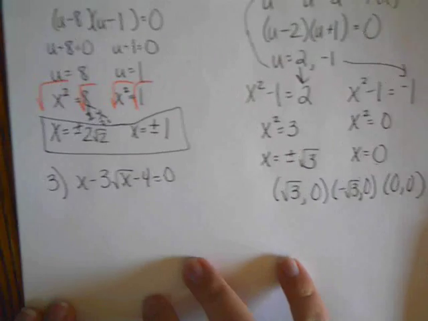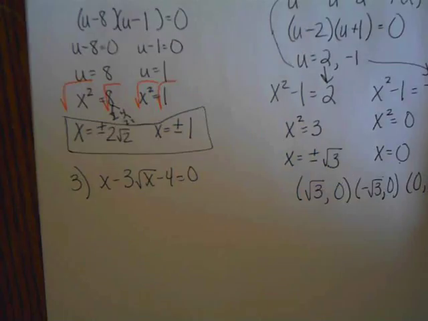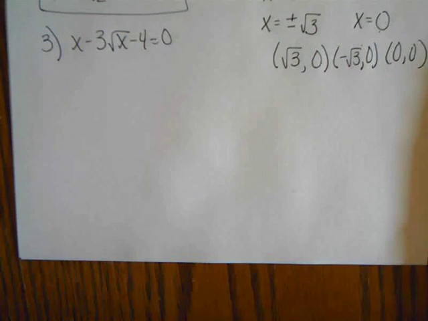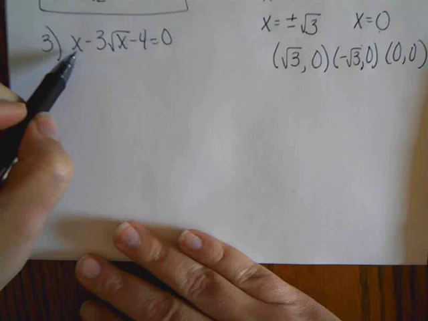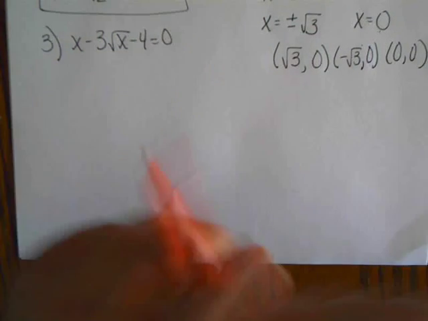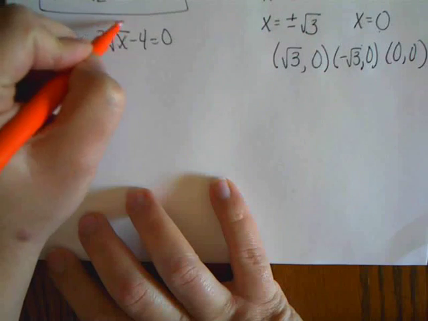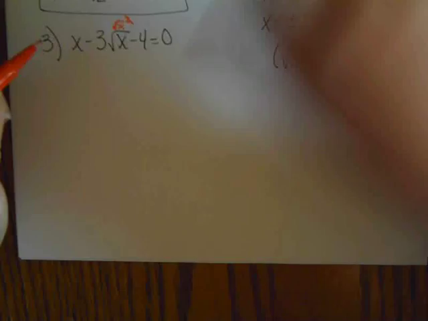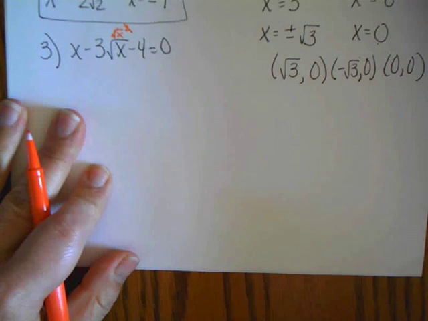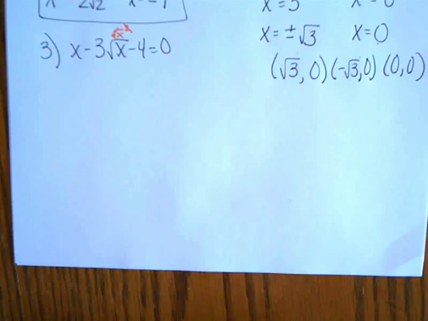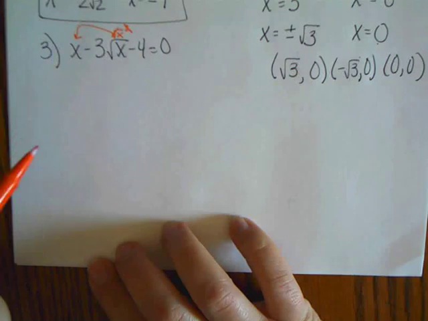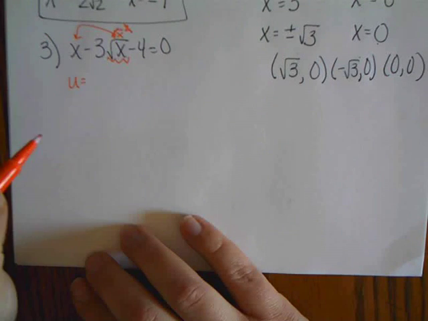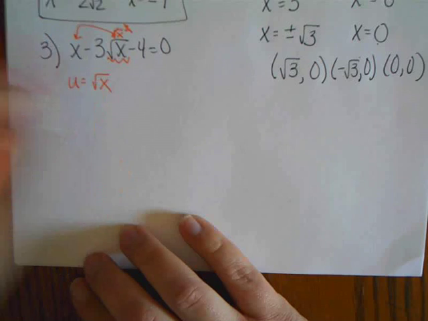Okay. Now our next one, number 3, is x minus 3 square root of x minus 4 equals 0. Now again, I don't actually see anything squared, but if you think about it, this square root of x, if I were to square it, the square root and the squared undo each other. Hope you can see that. And you're left with x. So u, or you can use my shortcut and go straight for u is that middle term, is square root of x.